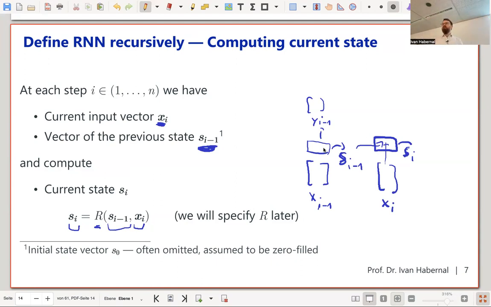Why is it important? Well, because you want to remember something from the very beginning. If you have a long sequence of words and there's some important information, maybe a movie review, like the movie was really, really, really bad, and then you talk about something very neutral, for this prediction you still want to remember something from the very beginning.